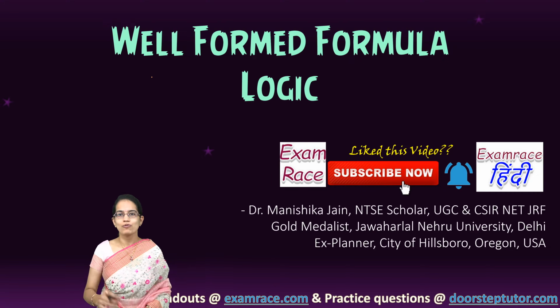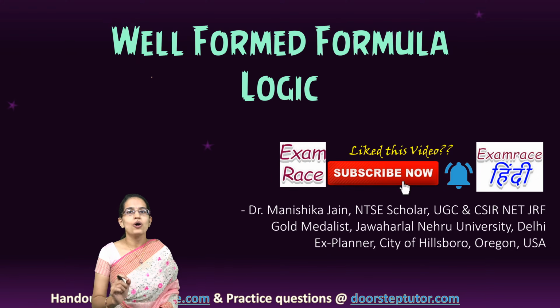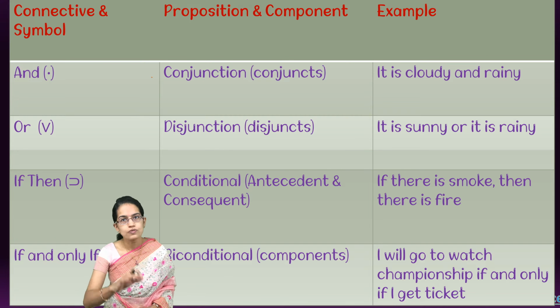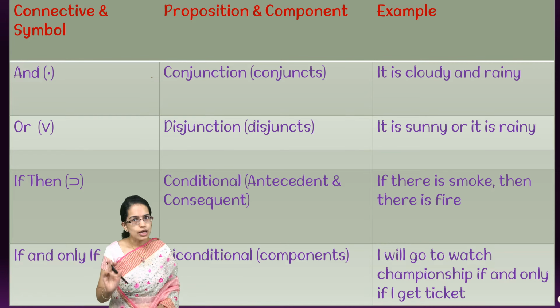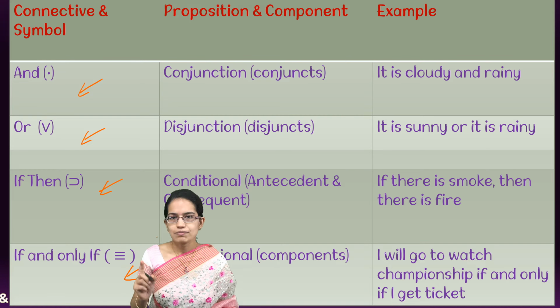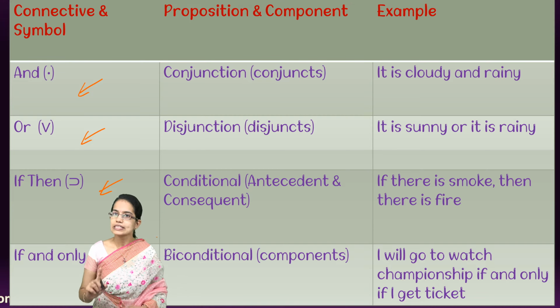About well-formed formulas under logic. Now, in our previous lecture, we have already understood what truth functional connectives are. There are four major truth functional connectives. We'll just have a quick glance at them again. That is and, or, if then, and if and only if. And besides this, there is one more, which is negation.